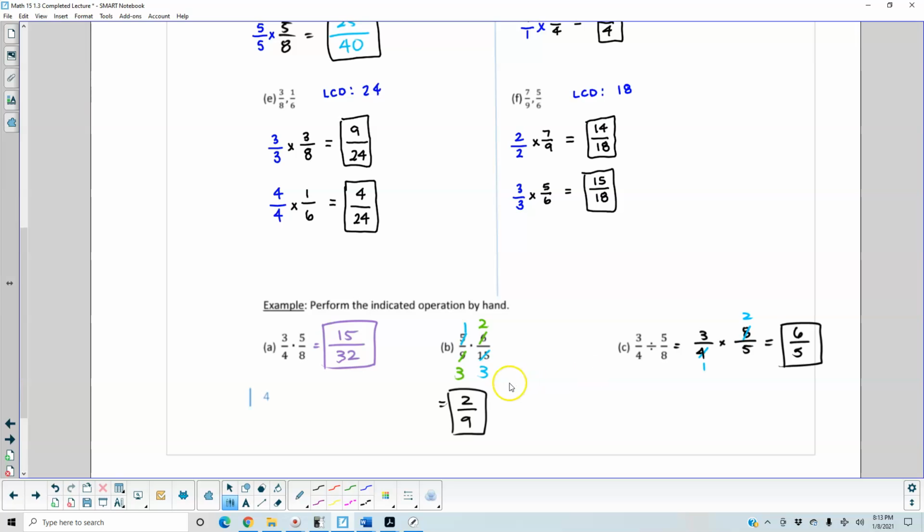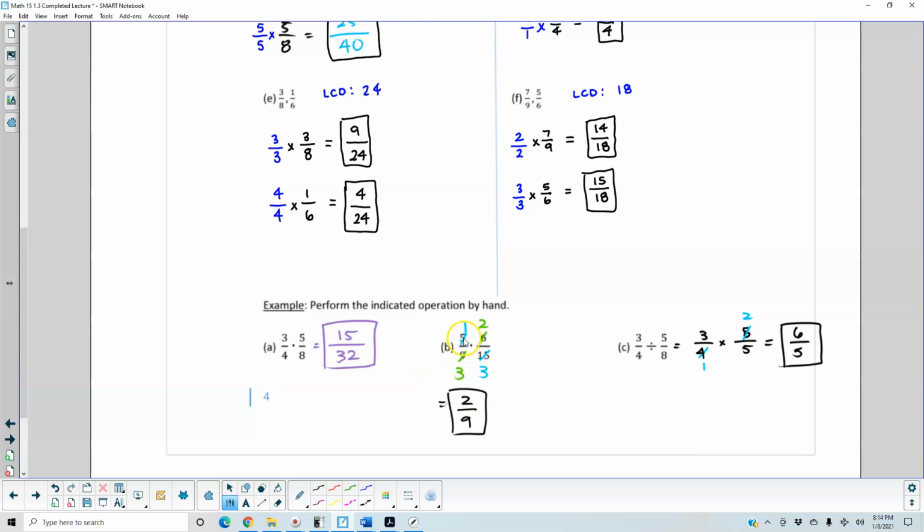Example, we want to perform the indicated operation by hand. So if we have 3/4 times 5 over 8, we cannot simplify anything here, so we can take 3 times 5, which gives us 15, and 4 times 8, which gives us 32, so the answer is 15 over 32.